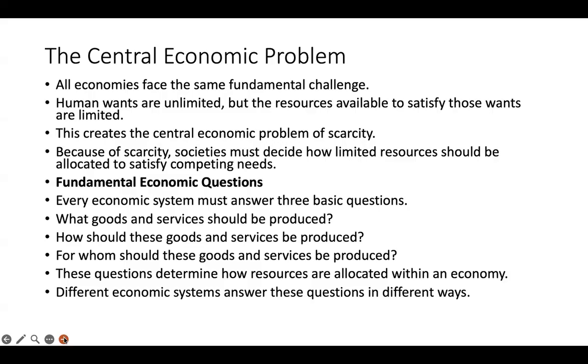Because resources are limited, society must decide how those resources should be used. Some goods must be produced while others must be postponed. Some investment must be prioritized while others cannot be pursued immediately. So this need to choose.